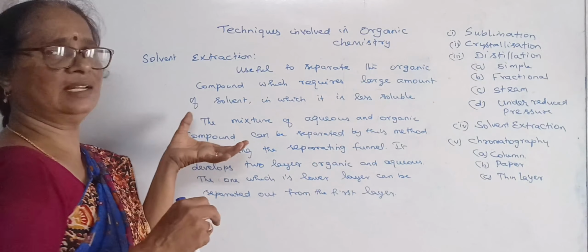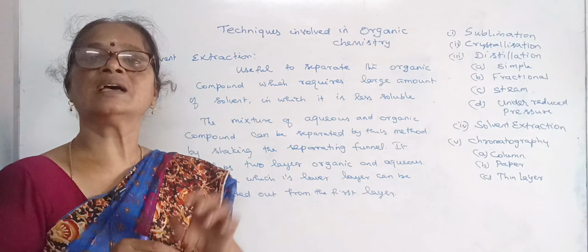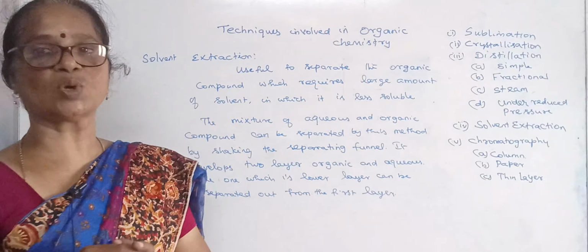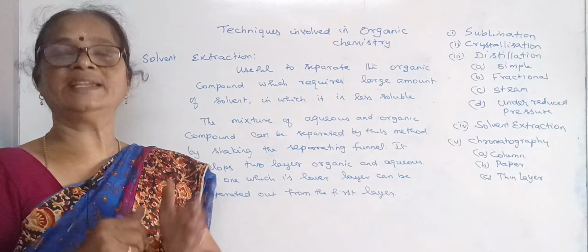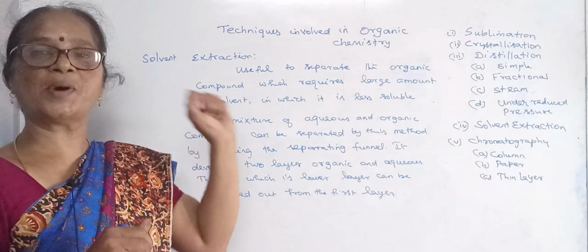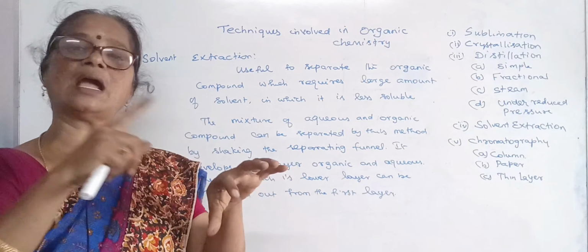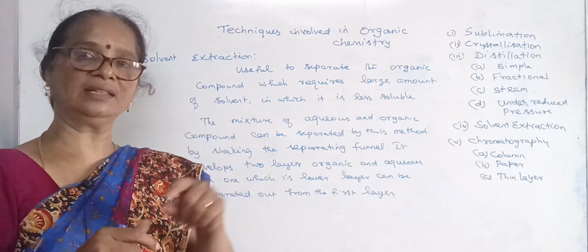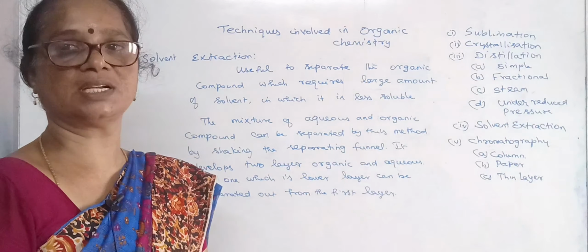And this method is very useful where the organic compound is sparingly soluble in a given solvent and requires more solvent to dissolve in it. In such cases, we can make use of this method. Upon shaking, that compound can easily dissolve in the other layer, and by repeating the same process, we can obtain more of the soluble substance.